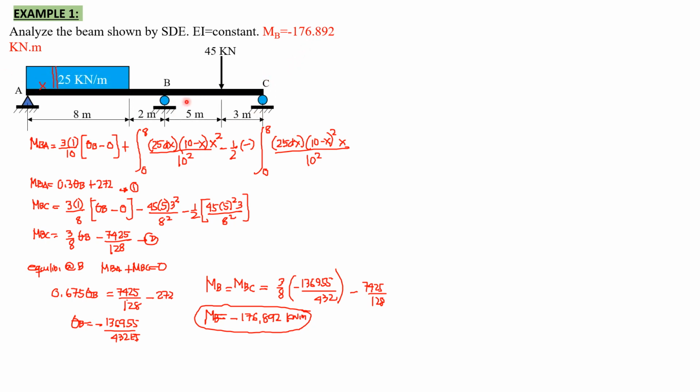Take note that AB is an end span with A expected to have zero moment because it is a pin support and it is the last, leftmost support. BC is also an end span with C a roller support, so the moment at C is zero.